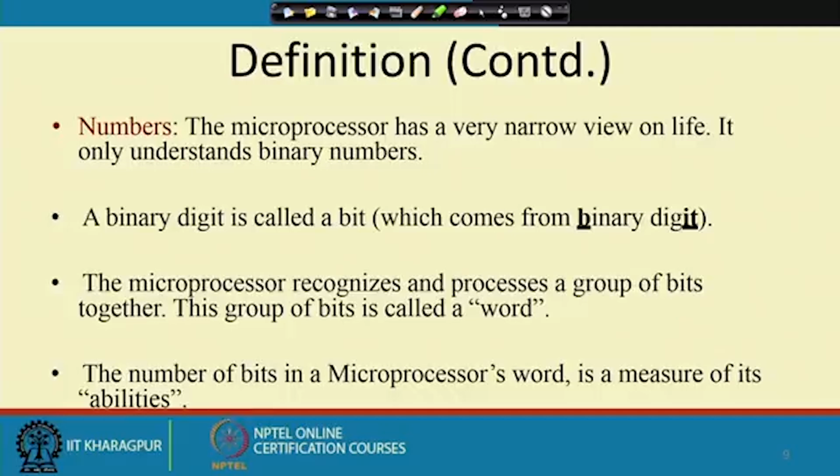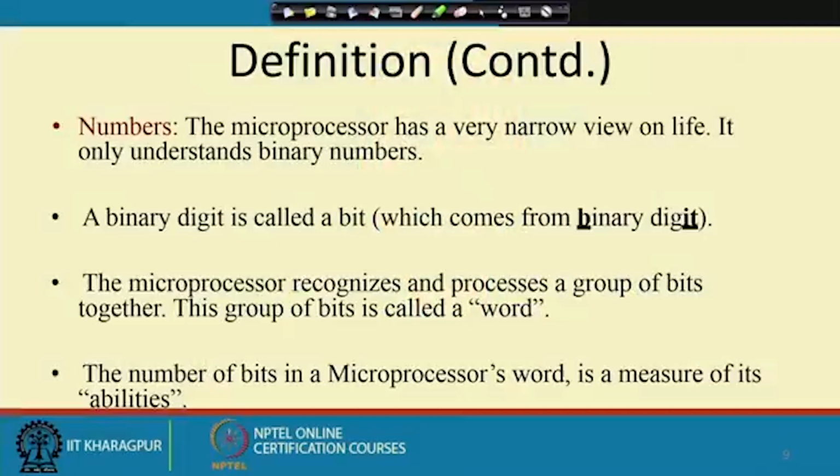In some sense I can say that the microprocessor has a very narrow view of life. For an integer, if you are dedicating, say, 16 bits to it, and considering both signed and unsigned integers, then it can go from -32768 to +32767. So, there is a range. The microprocessor has a very narrow view of life, and it only understands binary numbers: only zeros and ones, not octal or hexadecimal. Though for our own understanding many times we represent binary numbers using octal and hexadecimal notations, inside the processor it is always the binary number system that works.